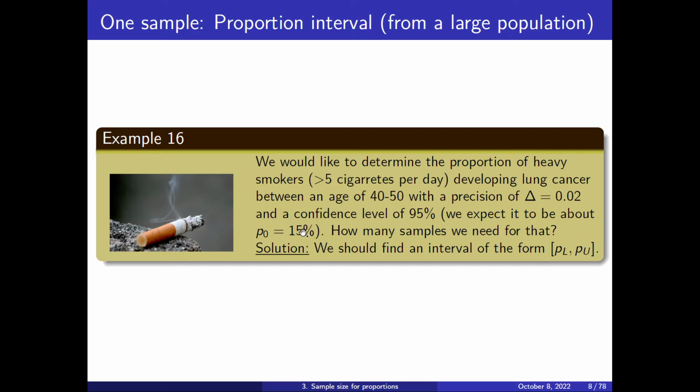So the problem is we want to compute the proportion of heavy smokers, where a heavy smoker is defined as smoking more than 5 cigarettes a day, developing lung cancer between the age of 40 to 50 years old. We know that proportion should be around 15%, but we want to construct a confidence interval such that the difference between the upper and the lower bounds is smaller than 2%.